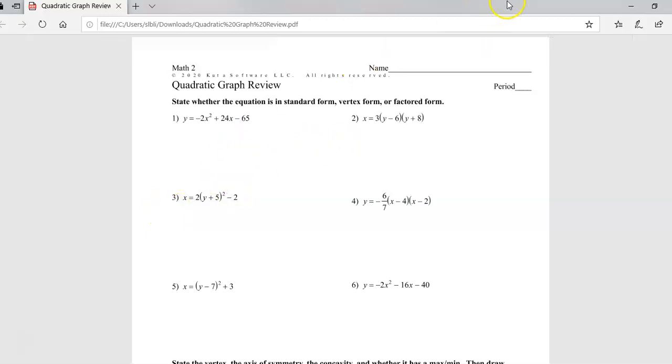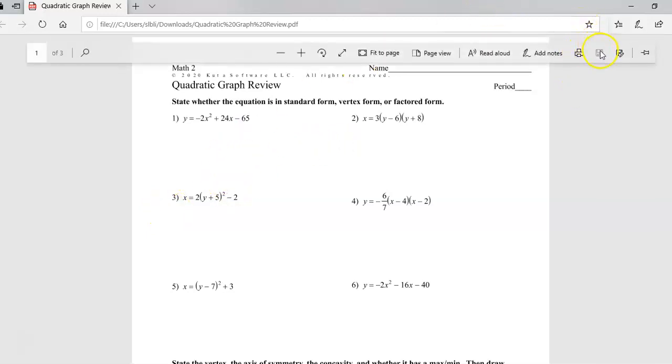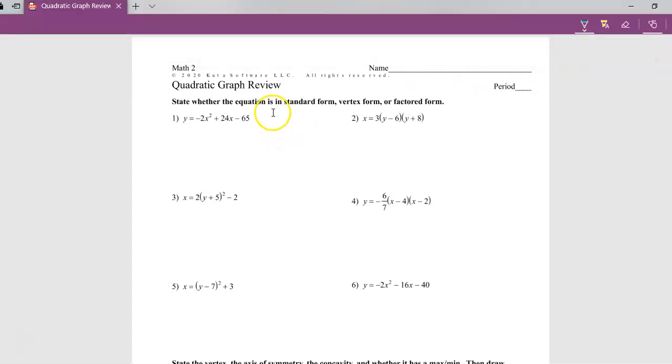All right, so we're just going to go through the review for Unit 11. So this first part, we are going to be just stating which form the quadratic is given in. So remember, standard form is ax squared plus bx plus c. Vertex form, a times x minus h squared plus k. And factored form, we have x plus root 1, x plus root 2.